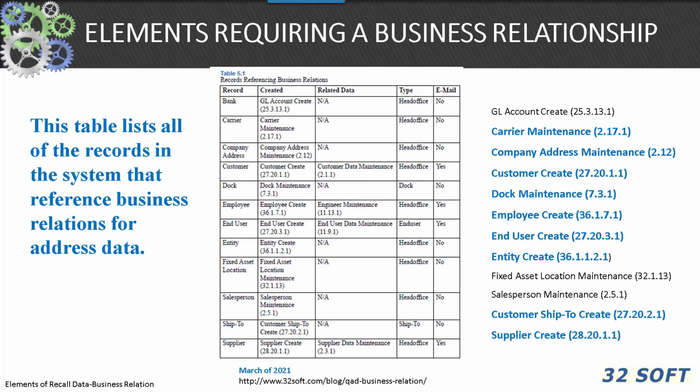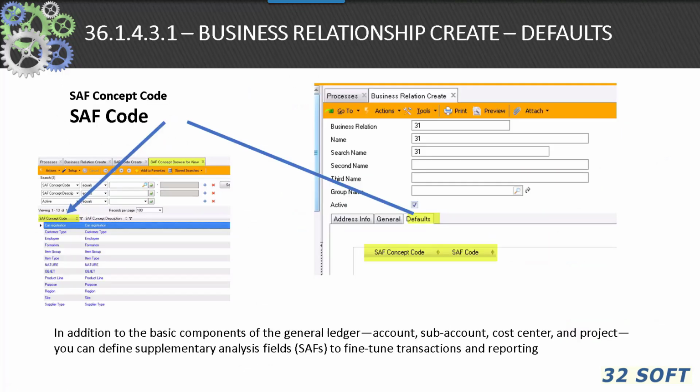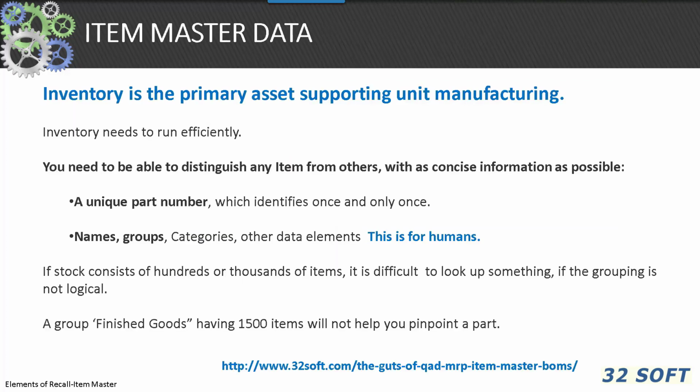This table lists all of the records in QAD that pertain to business relationships, and you can see that at least 9 of 12 have a direct effect on your ability to control recalls. In the default tab of business relationships, you can create what are called supplementary analysis fields. SAF codes are very effective with regards to recalls, data retrieval, and analysis.